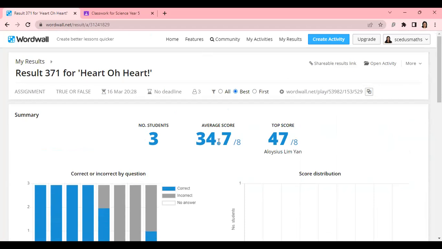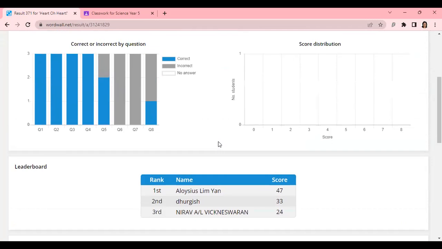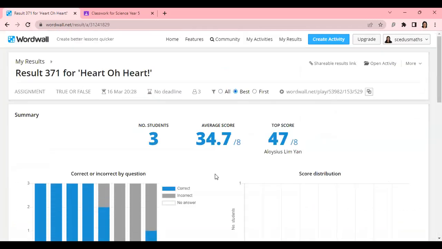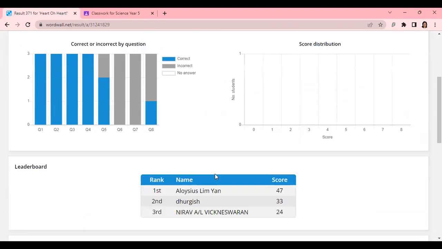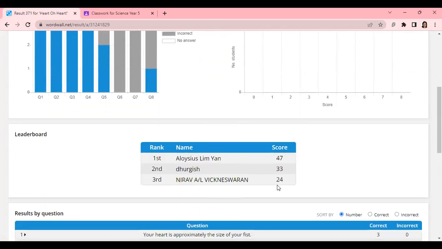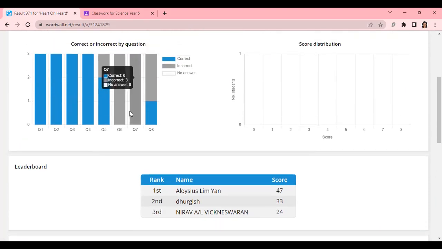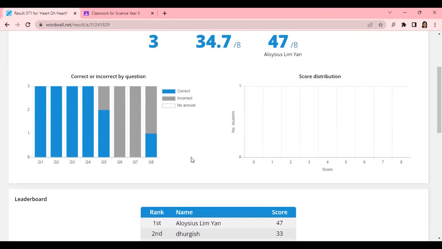Wait, you have to wait for one more person. Please, Sachin, don't be quiet. 47, Aloysius. Oh, this is based on points, I suppose. Okay, true or false. So Durgesh 33, Nirav 24. Later, try to do this quiz again and Sachin, please get 40 and above. 8 questions. Sachin, faster.